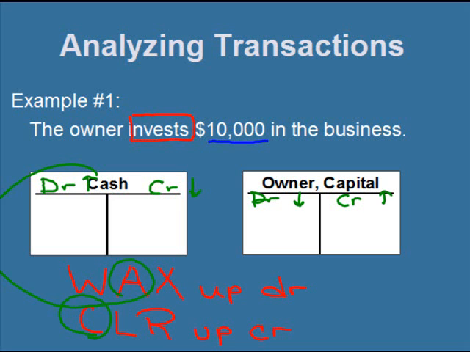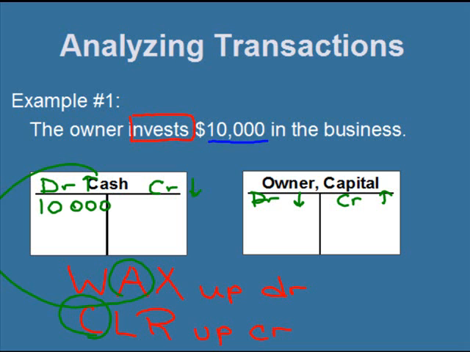Now we go back to the transaction and we read it again. The owner invests $10,000 cash in the business. You have to determine if cash is going up or is it going down. The business is getting $10,000 more cash than it did before, so cash is going up. We're going to write the $10,000 on the debit side of the T account.